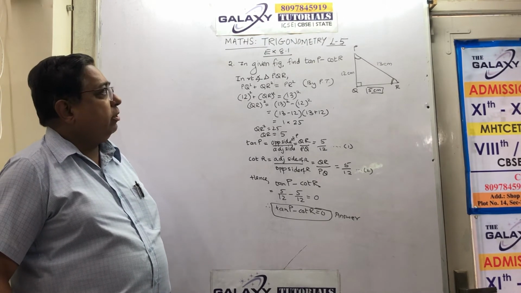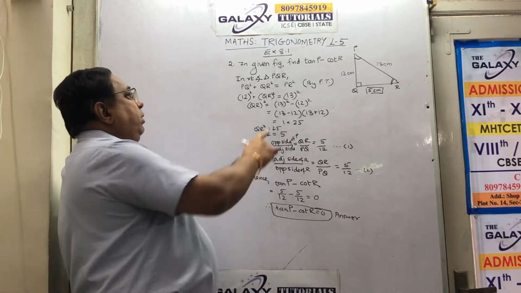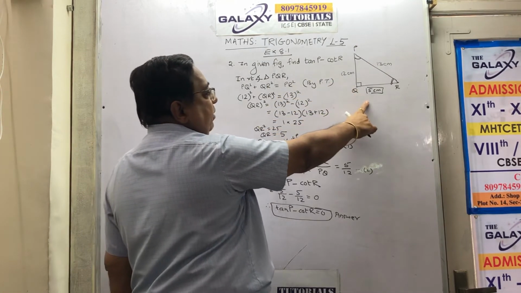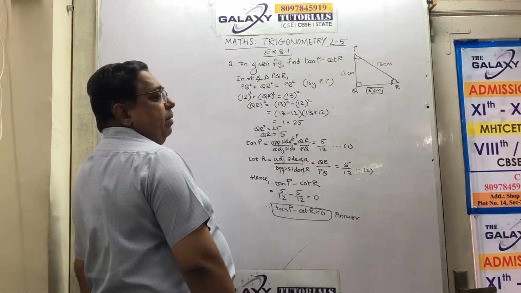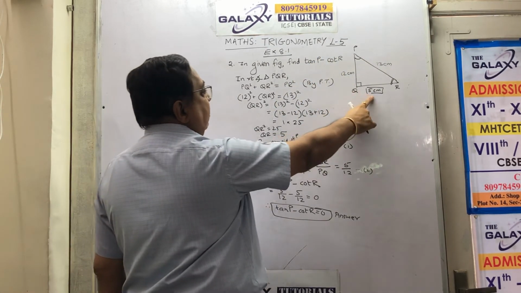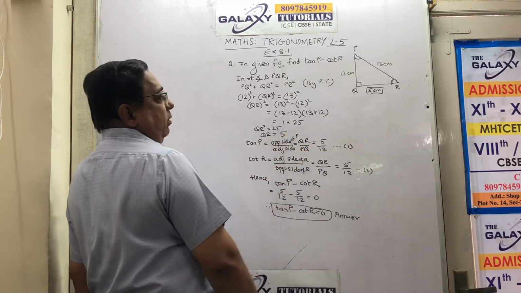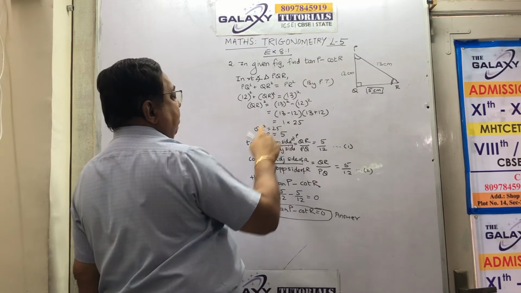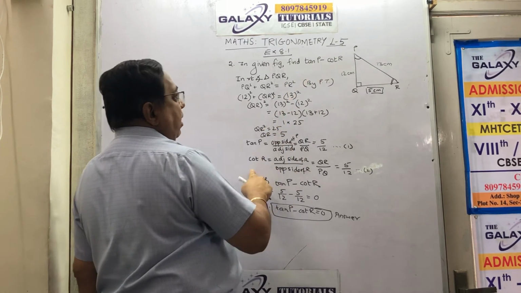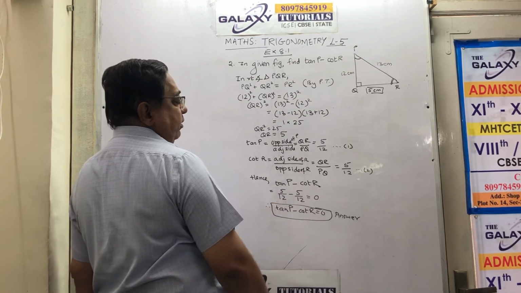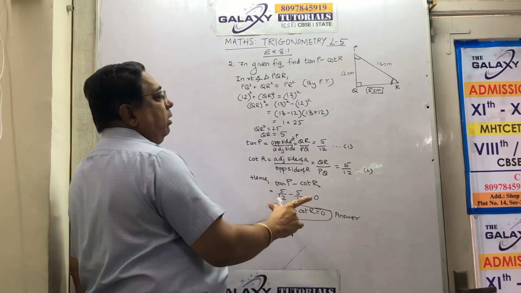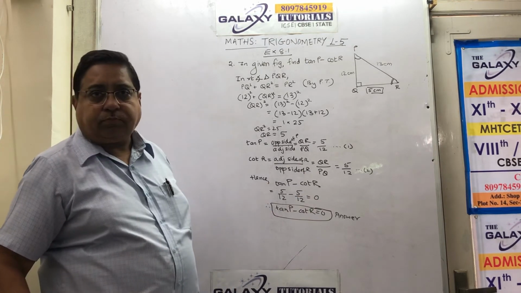This is how to solve the sum. Okay, we are to find, diagram is given, two sides are given, and we have to find this tan P minus cot R. First, we find the third side. We got it 5. Then we take tan P. Then we take cot R. Then we take this and substitute. We find both are equal. Answer is 0. We write the answer as 0 and we complete the sum.